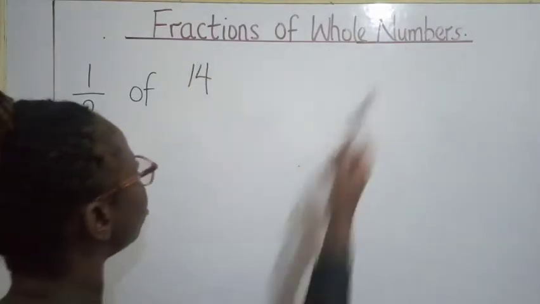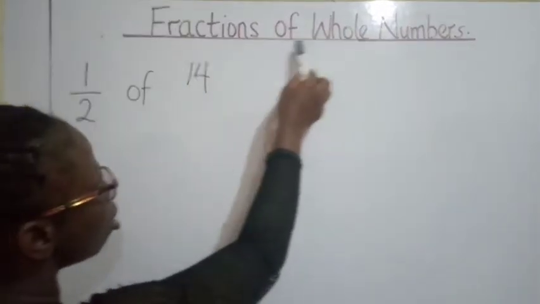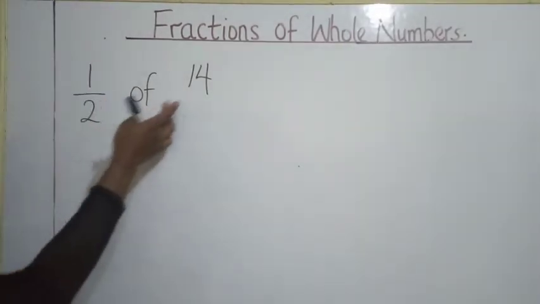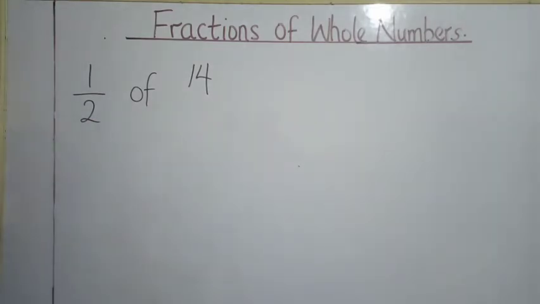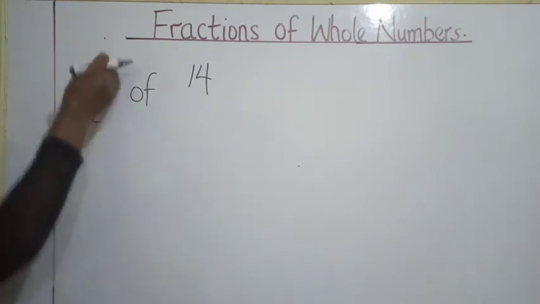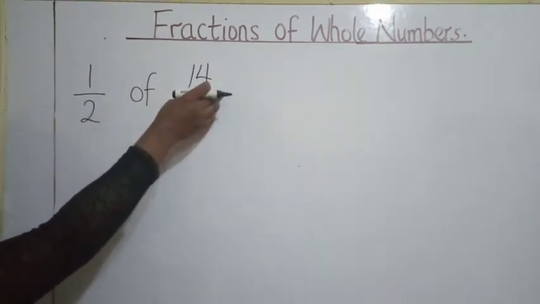Fractions of whole numbers. Now when we look at what I have on the board, I have 1 all over 2 of 14. You can also call it half of 14. Now look at this place. This is a fraction, okay? And this is a whole number.